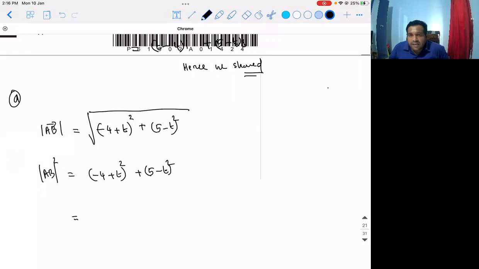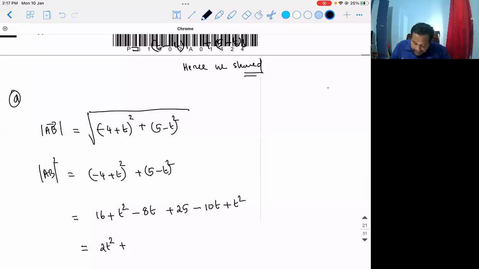Then what I'm trying to do is expand this. So minus 4 whole square, that is plus 16, then plus t square. If I'm expanding this, what happens? t square minus 8t plus 25 minus 10t plus t square. So if you're adding this together, it becomes 2t square minus 18t plus 41.